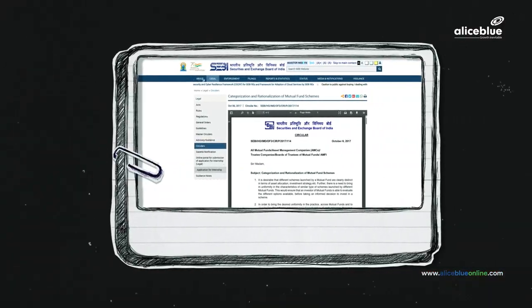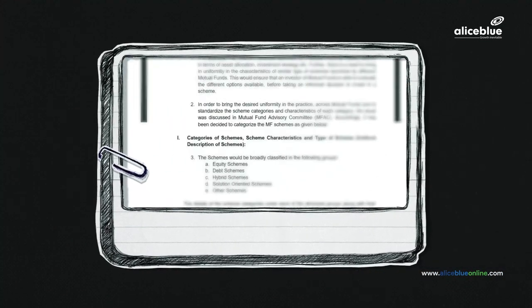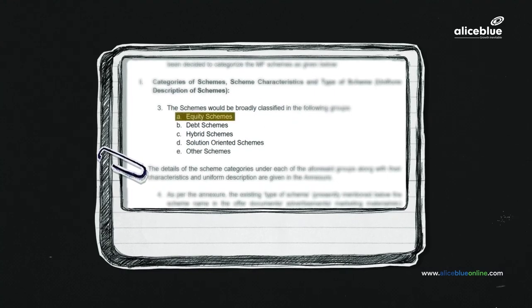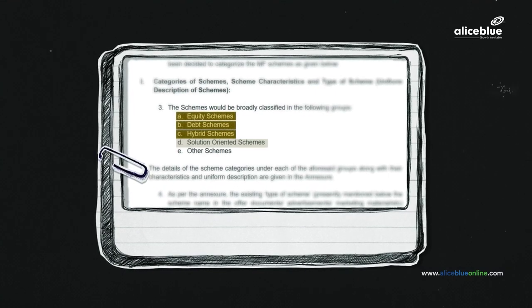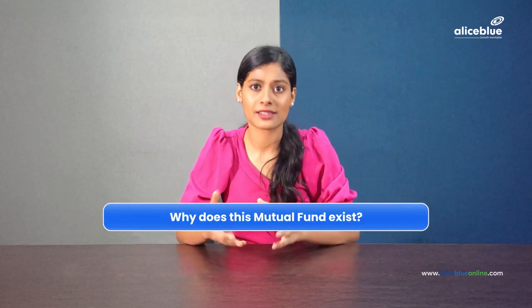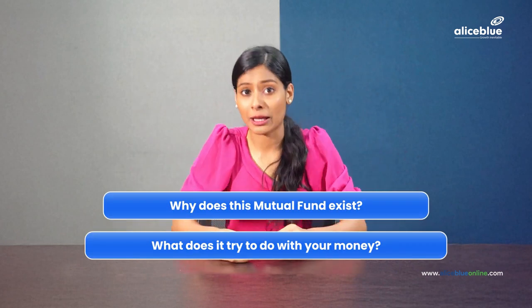As per SEBI's official classification, we have 5 types of mutual funds: equity, debt, hybrid, solution-oriented and other mutual funds. This category is based on the investment objective. Investment objective as in why does this mutual fund exist and what does it try to do with my money.